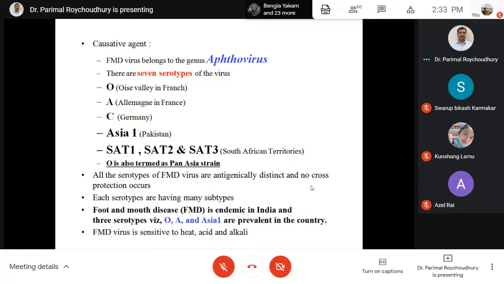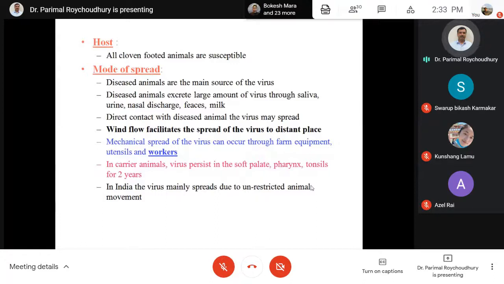Now, if you try to understand about the hosts that are affected, this is another point why it is very difficult to eradicate the disease from a locality. All cloven-footed animals are susceptible. Cloven-footed means animals with a cleft hoof. So pig, sheep, goat, all cloven-footed, including wild animals having cloven feet.